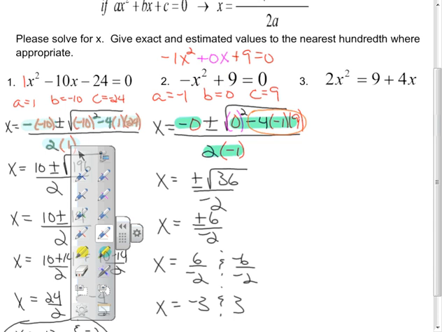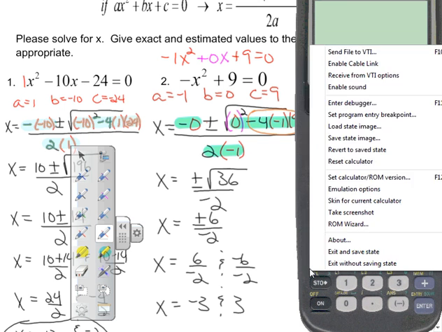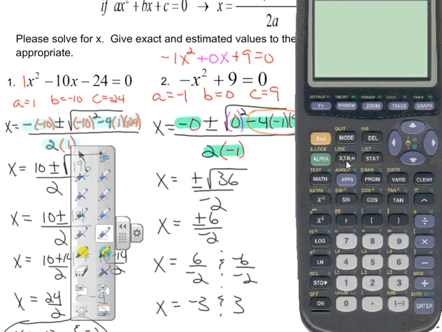Just to check my answer now, though, I'm going to do 3 store x, and see if it jives with the original equation, which is the opposite of x squared plus 9. Hopefully that yields 0, and it does. Similarly, if I did negative 3 store x and second enter twice to bring back 2 previous lines, it gets me 0 as well.